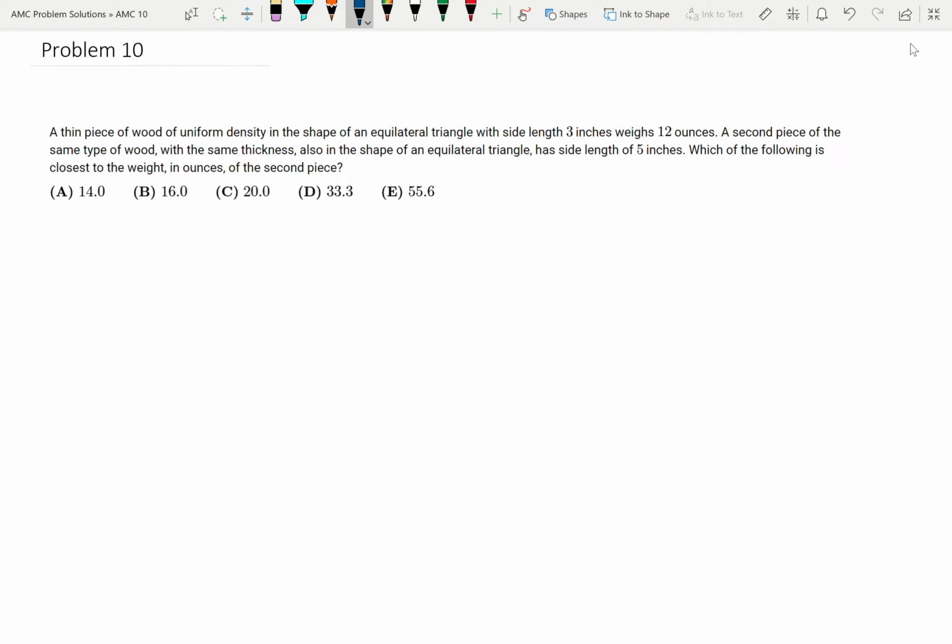So I'm going to first just draw both of these triangles. So first one, here's triangle number 1, side lengths all 3, and then number 2 has side lengths all 5. So it's going to be true that if you keep density the same, for example, if you double the size of the triangle, it's going to have double the weight.